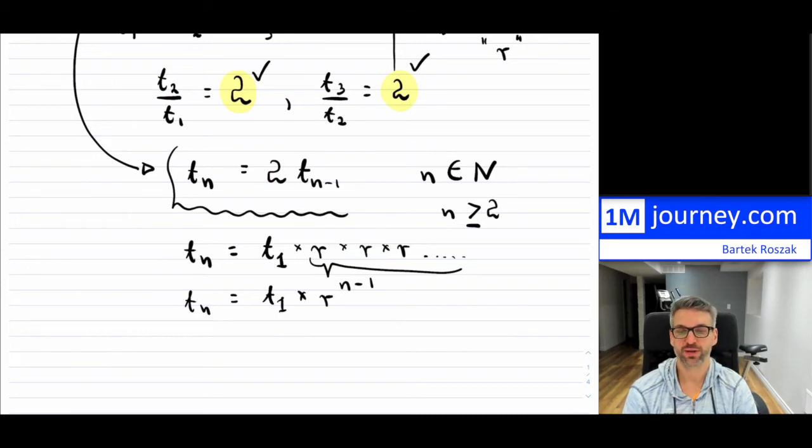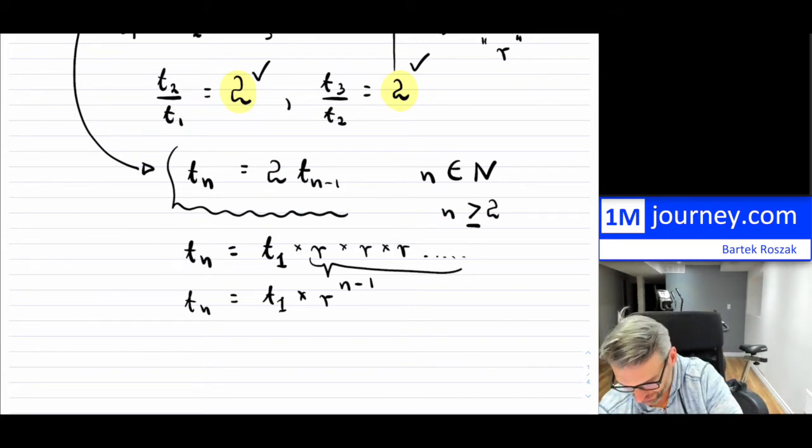t1 multiplied by r, and then it's going to be 1 minus 1, which is 0. Well, r to the 0 is just 1, which means that it's t1. If you want to find term number 2, then again, you just substitute 2 for the n, and it's going to be t1 multiplied by r to 2 minus 1, which is to the 1. So you're just multiplying by that r. And you continue that pattern.